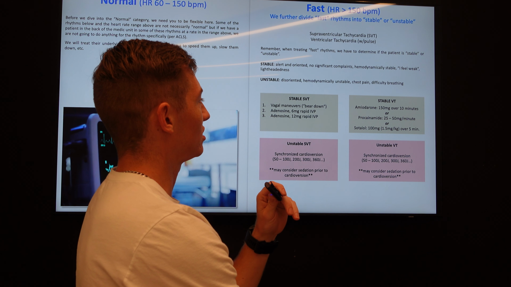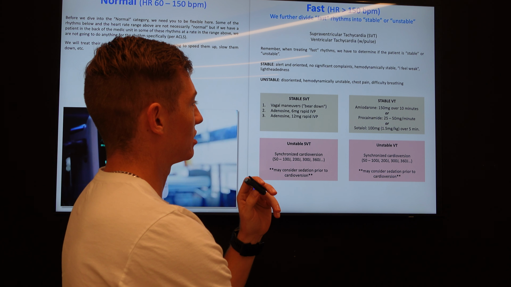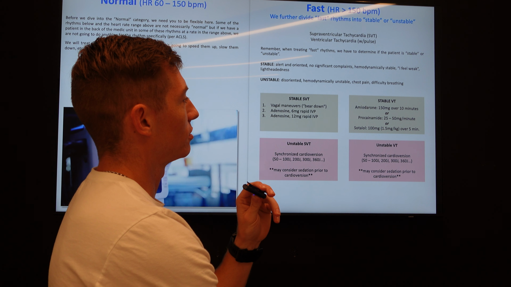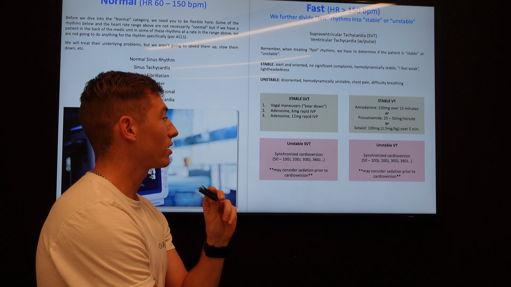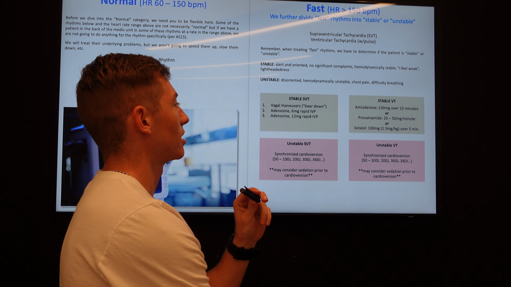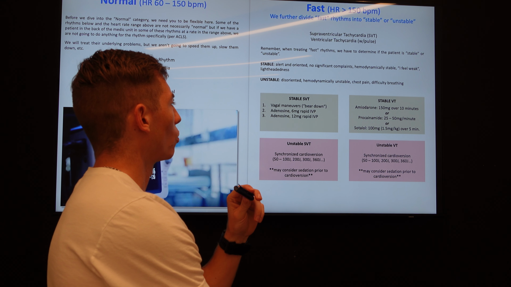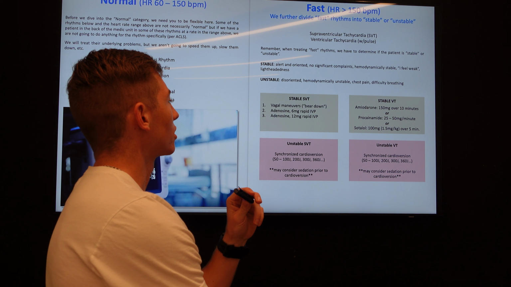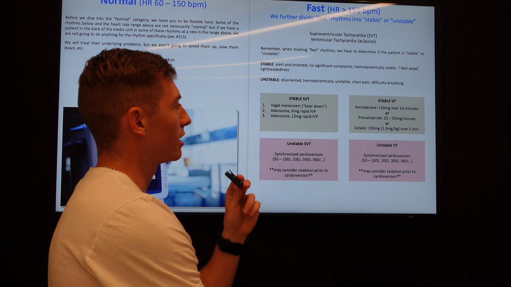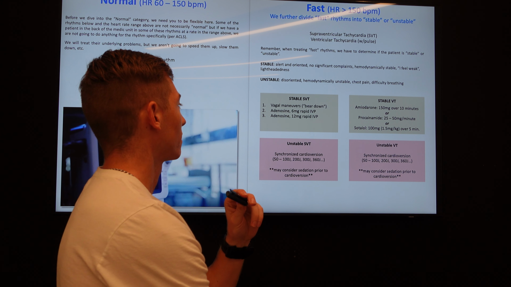So if we have stable VT, we'll give 150 milligrams over 10 minutes. And amiodarone is pretty dangerous. Procainamide, 25 to 50 milligrams per minute. And then sotalol, 100 even, or 1.5 milligram per kilogram over 5 minutes. My understanding was 100. Yeah.